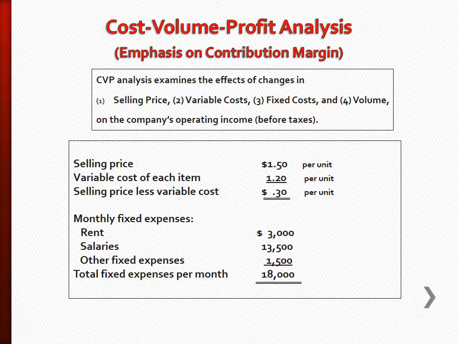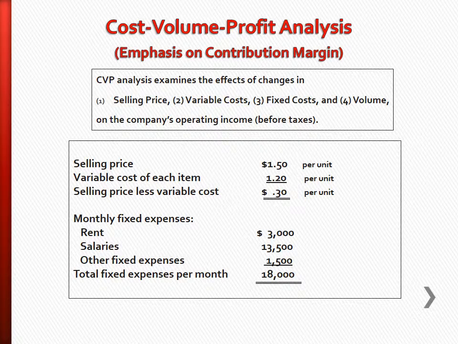All right, so here's the basic layout for cost volume profit analysis. Notice in this example, the selling price for our product is $1.50 per unit. The total variable cost could certainly include production costs such as direct materials, direct labor, variable overhead like electricity, but also variable selling costs such as sales commissions. We subtract all those variable costs from the selling price per unit and arrive at the selling price less variable costs, or the contribution margin per unit, in this case 30 cents per unit.